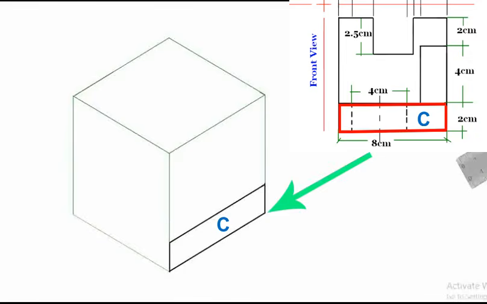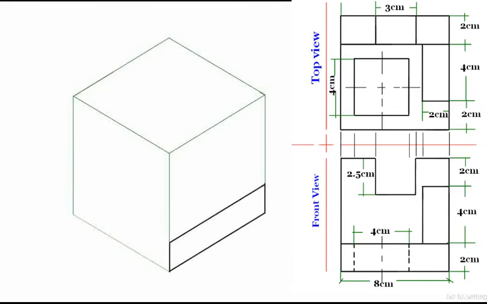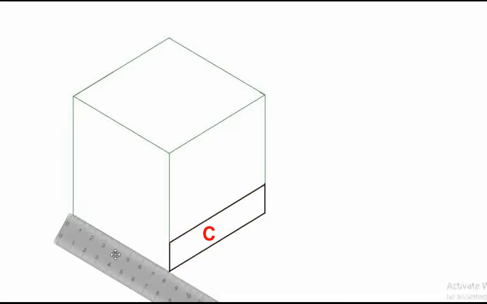To avoid confusion, let's name the parts. We'll call the narrower plane G and the wider one J. We can determine the distance to draw planes G and J from plane C by referring to the top view. Extrude plane C parallel to the Z-axis and end at 8 centimeters.